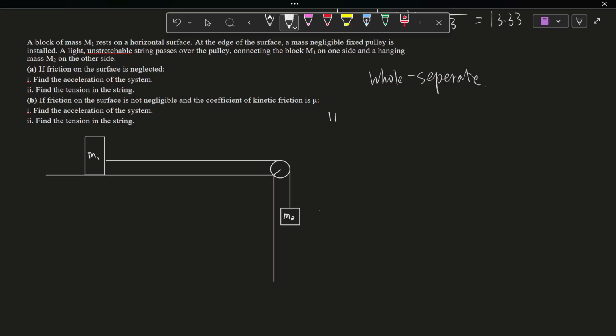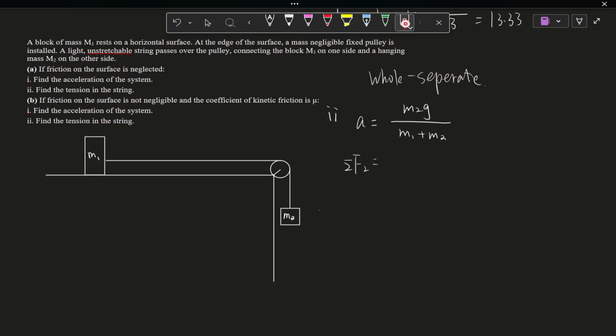On the second part, find the tension in the string. For the first part, you already got acceleration equal to m2g over m1 plus m2. Now, let's use the separate part in the whole-separate method. Let's analyze mass 2 and write the net force equation for it.